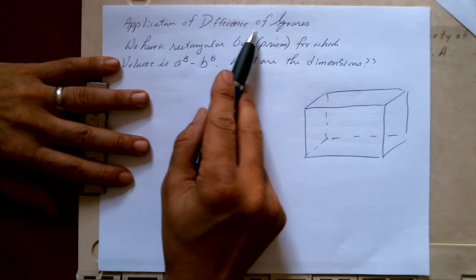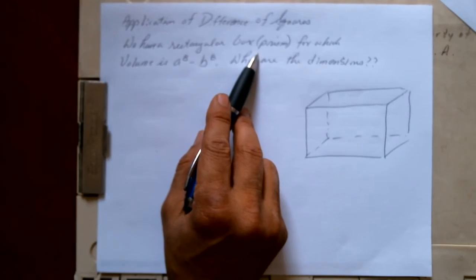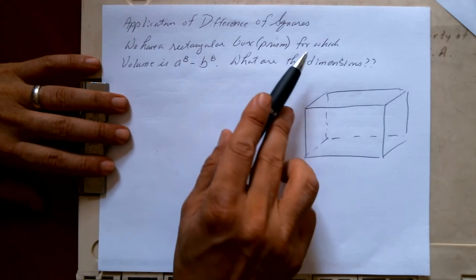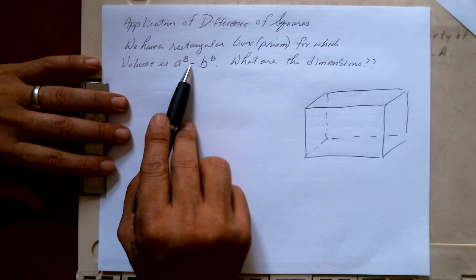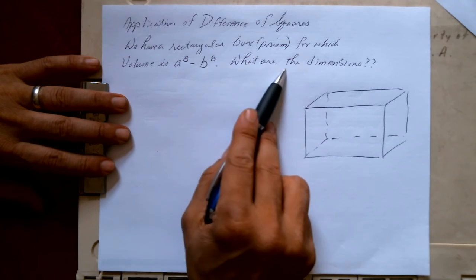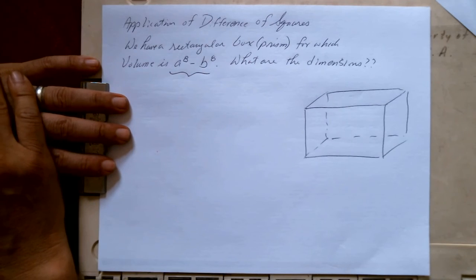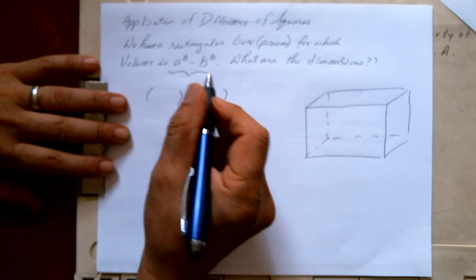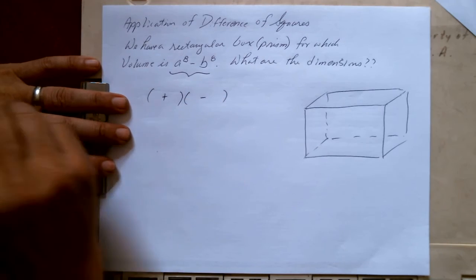Application of difference of squares. It says that we have a rectangular box, a prism, rectangular prism or box, it doesn't matter, it's something like this, I drew it out for you, for which the volume is a to the 8th minus b to the 8th. What are the dimensions? Well, we know that a to the 8th minus b to the 8th does factor, because it's difference of squares. One's a plus, one's a minus.